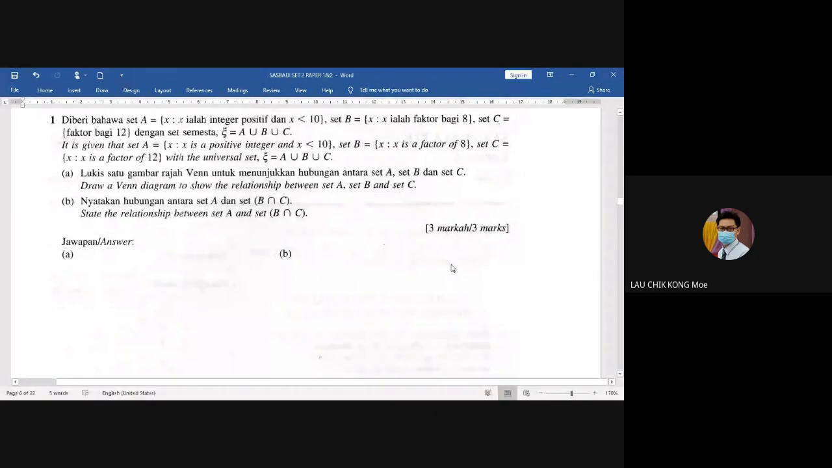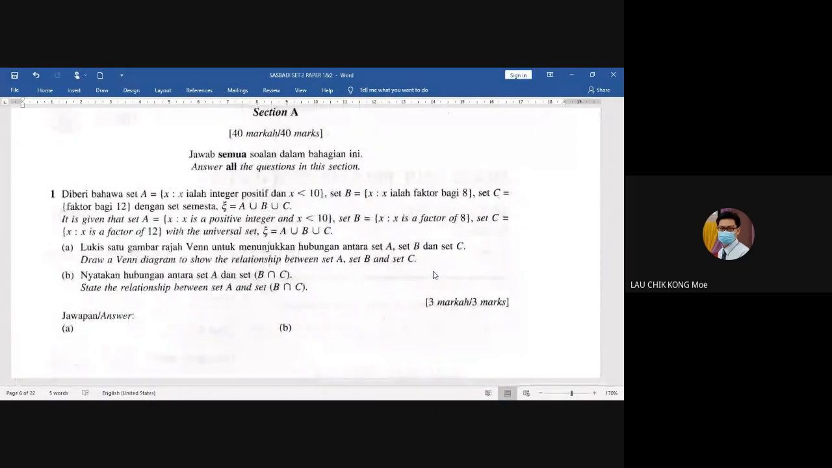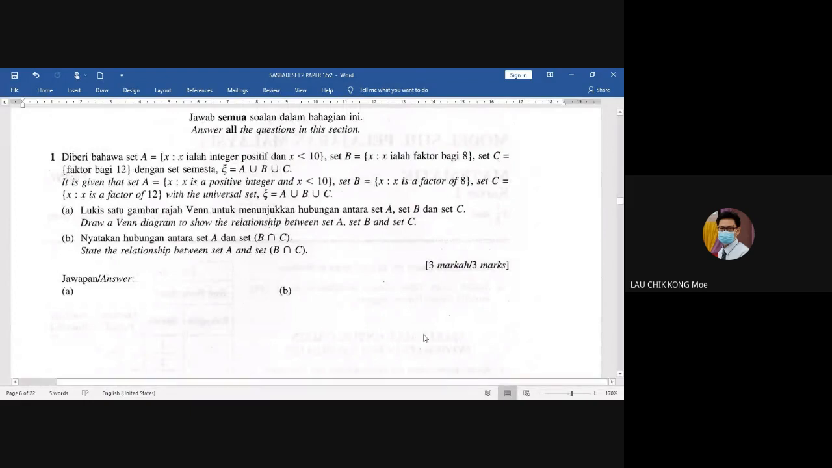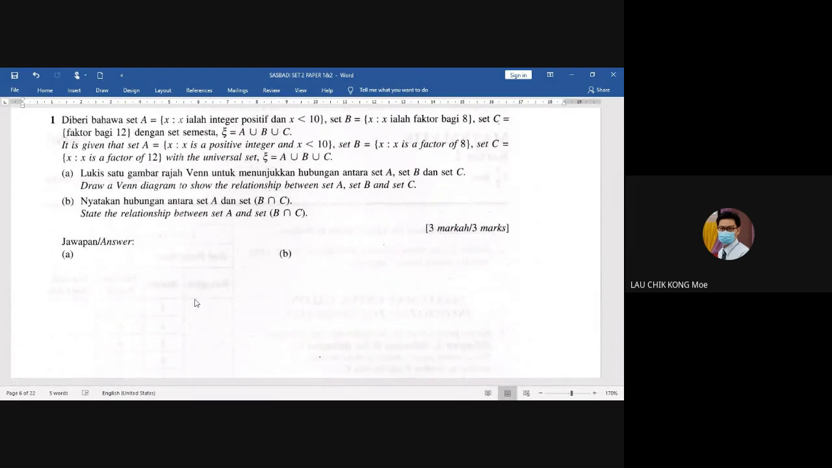All right, this is paper 2. Section A, I will try to finish the 10 questions only. We go faster. Question number 1, many students did it wrongly. So I think this is a hot question: operation of sets, a Form 4 topic.